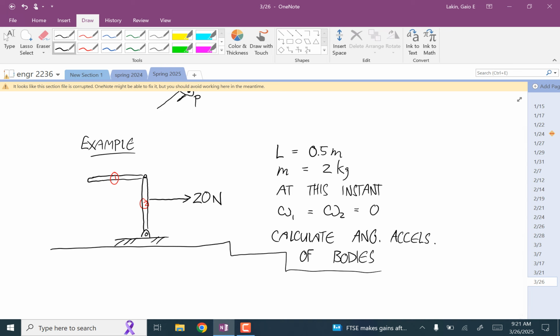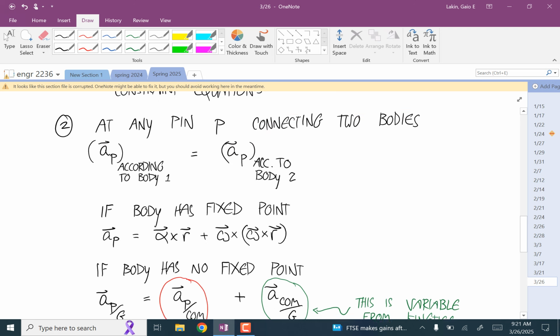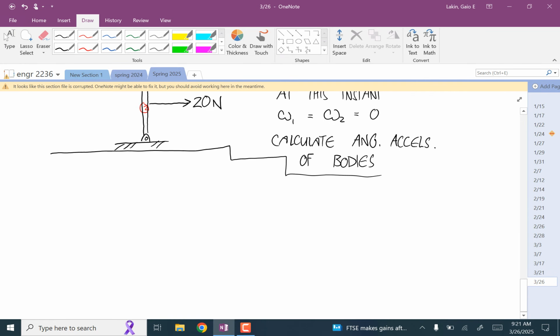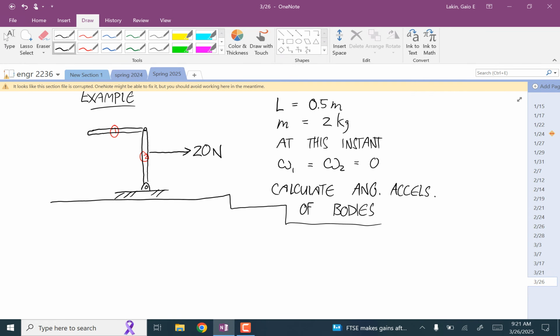So the steps are, the first step is every rigid body in that linkage, you're just going to go through the rigid body kinetics analysis. You're going to go through the 6 steps. So this step 1 looks short, but obviously that's a pretty time-consuming one if you have a whole bunch of members. So I'm going to start with member 1.